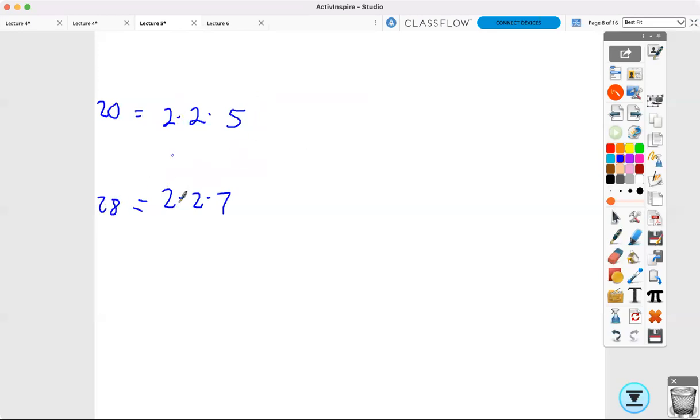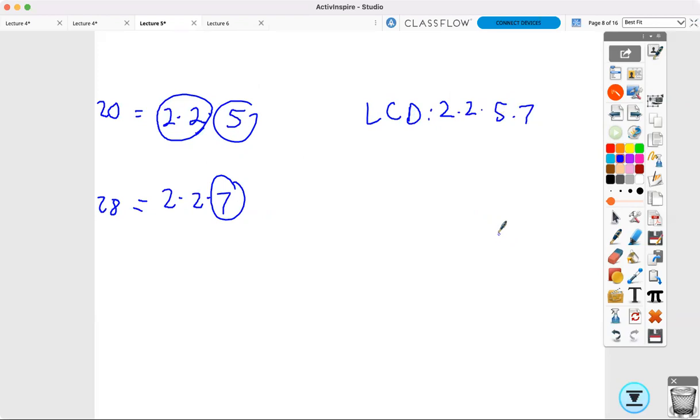Well, notice how they both have 2, 2 here, right? Well, it doesn't matter which one we do. We can just circle this one. And then this is a 5 and a 7. So it doesn't matter which one we circle if they're the same, as long as we circle one of them. And then the LCD for 20 and 28 is going to be 2 times 2 times 5 times 7, which is 140.